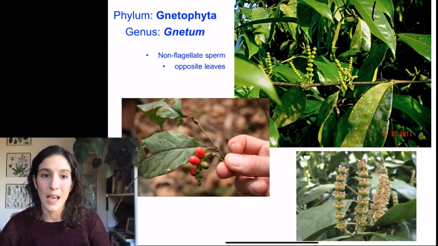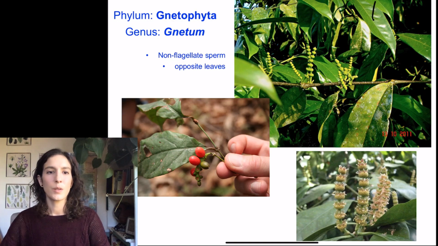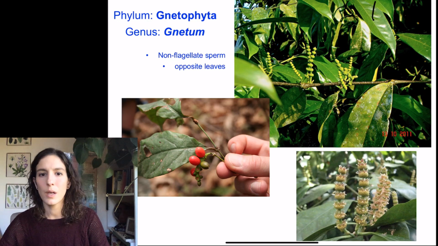So Gnetum is pretty neato. It has opposite leaves, so we know what that means. It's got 2 leaves per node. It also has non-flagellate sperm. So this is important only because the angiosperms are the other seed plants that do not have flagellate sperm. So the other groups of seed plants have swimming sperm, or in other words, sperm with flagella.